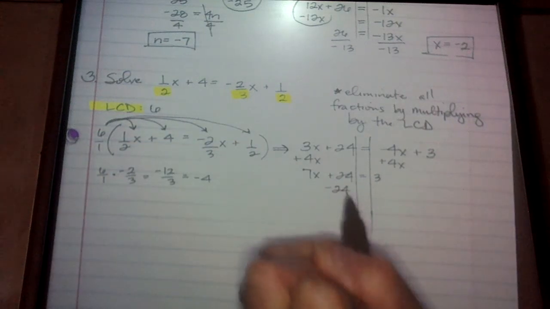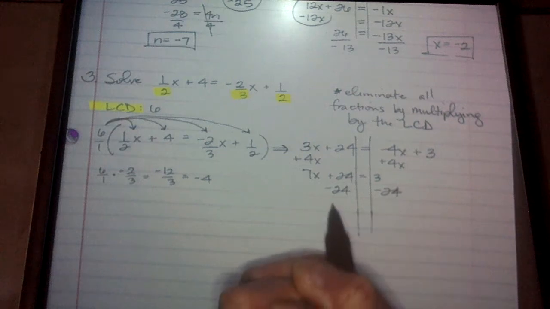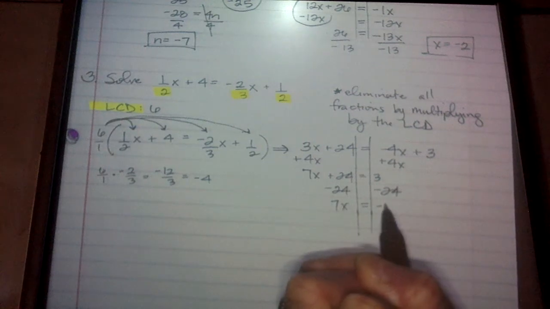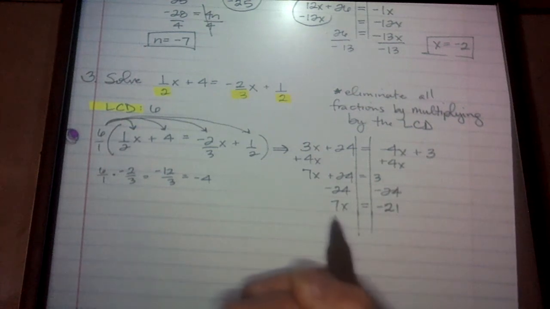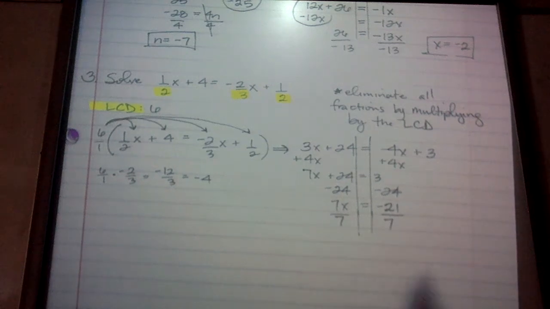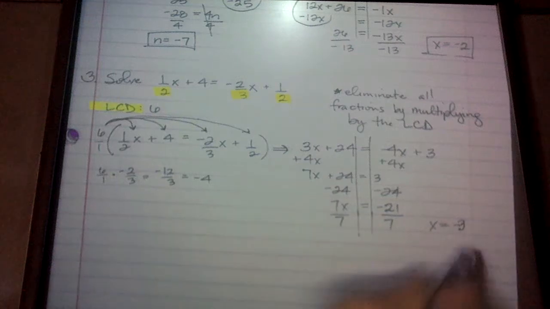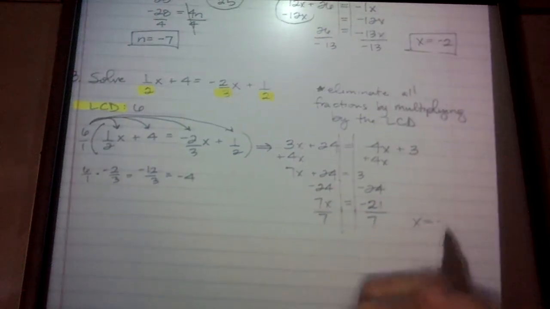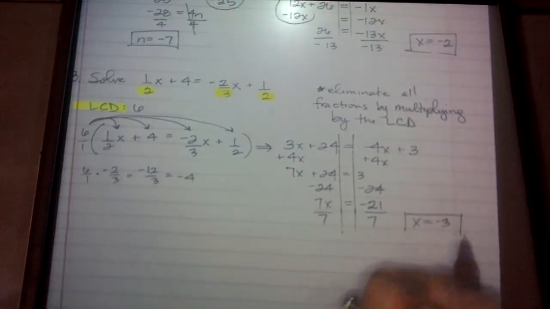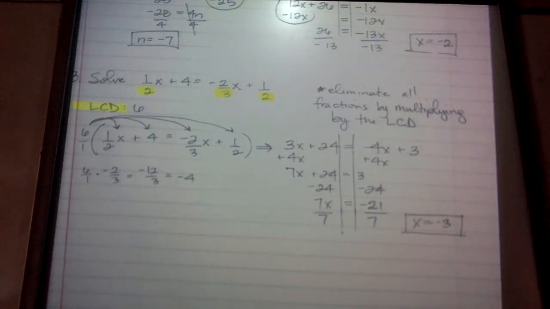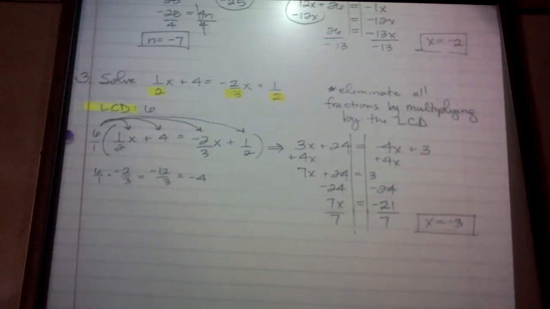From here, I'm going to subtract 24, so that leaves me with 7x equals negative 21. From here, I would divide by 7. x equals a negative, whoops, that's a weird 3. x equals a negative 3. Right? Not too bad, not too shabby at all.